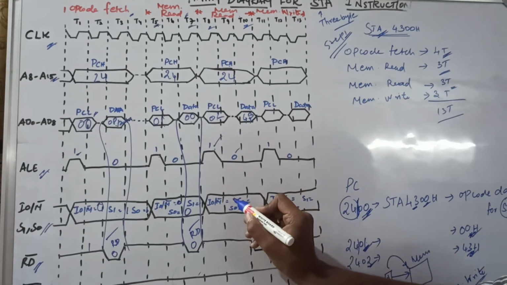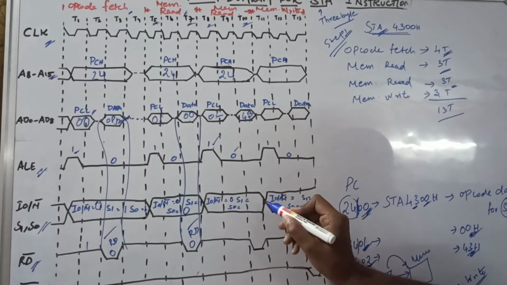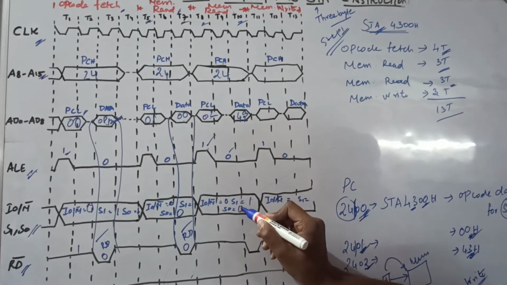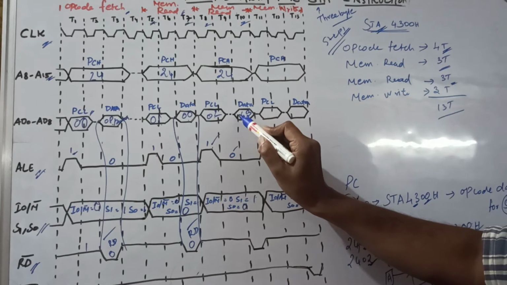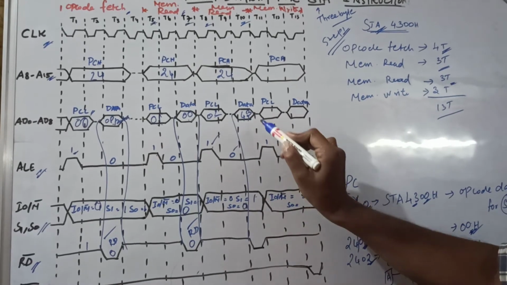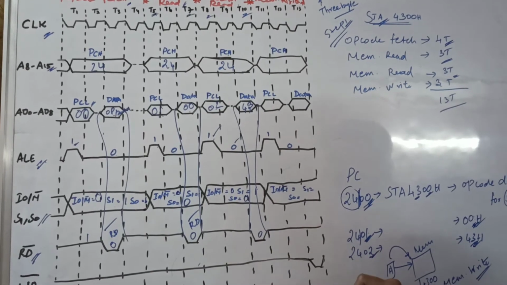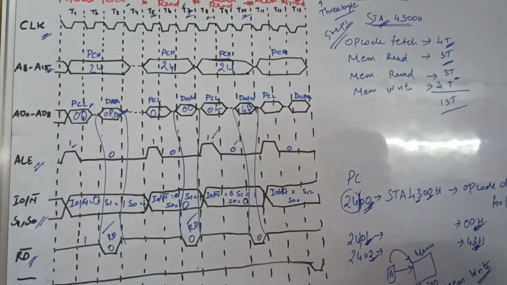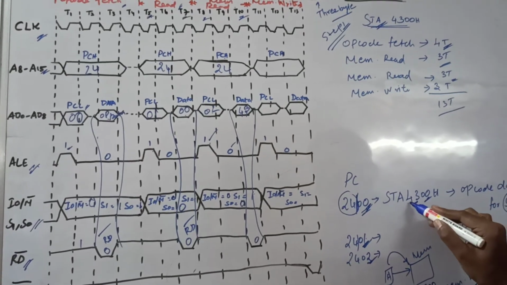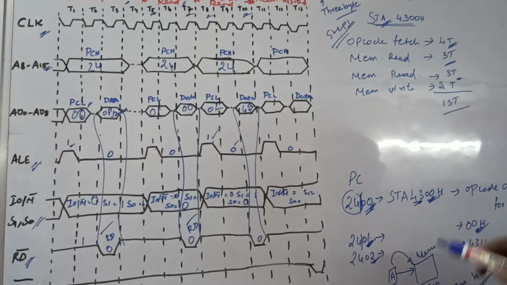IO/M bar, here also you can get the data from memory location, so here also the read function. S1 is 1 and S0 value is 0. In the period of T10 only the read signal goes low, so 0 value. In this particular time only you can read the data, 43. After getting the higher order value and lower order value, it is ready to transfer the accumulator value to the memory location.